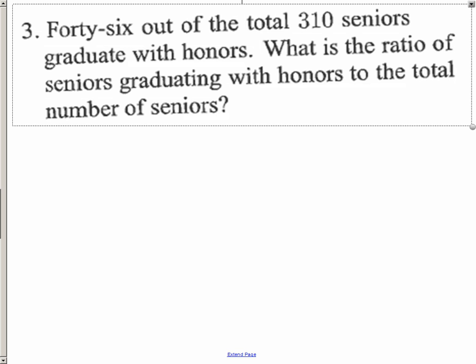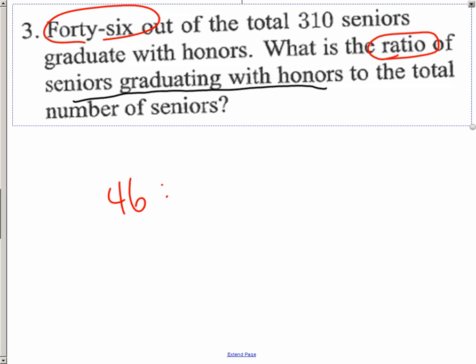Number 3, 46 out of the total 310 seniors graduated with honors. What's the ratio of seniors graduating with honors to the total number of seniors? It's a really easy one. We just want a ratio. It tells us right there what is the ratio of, well, how many seniors graduated with honors? Well, 46 did. So I'll just put 46 right here. Put my colon there. We'll write the ratio in a slightly different manner this time. And to the total. So how many total seniors do we have?